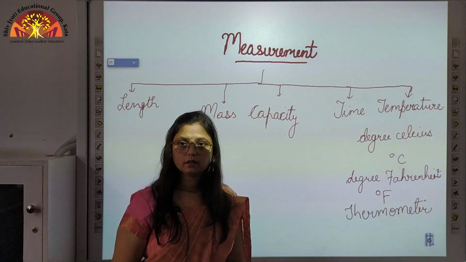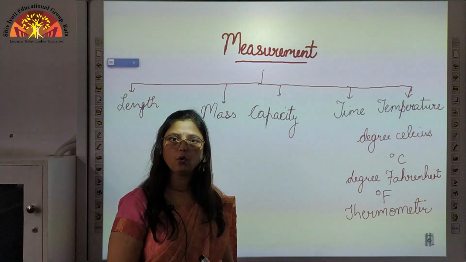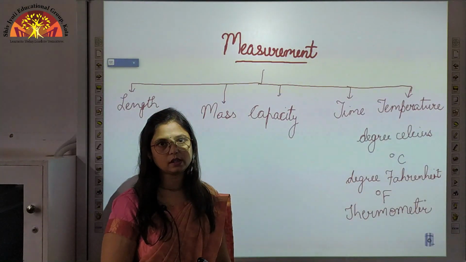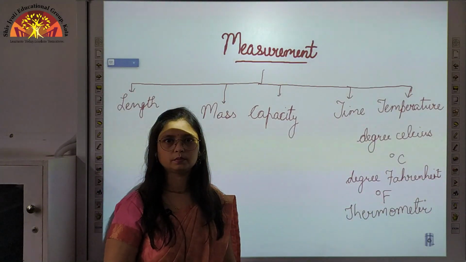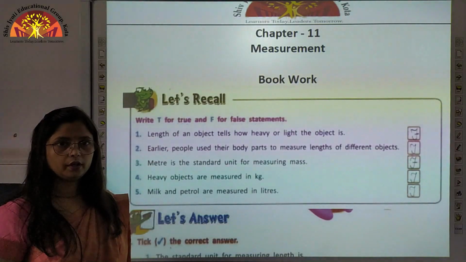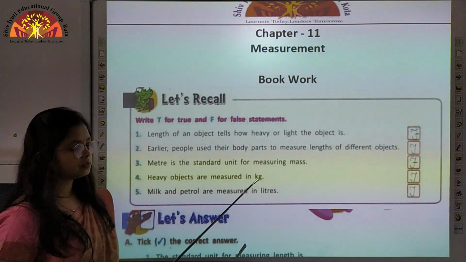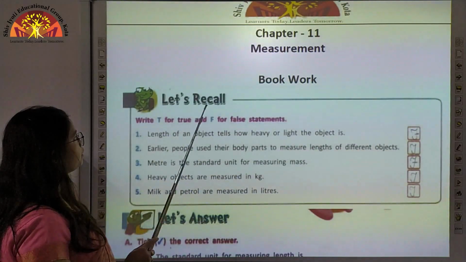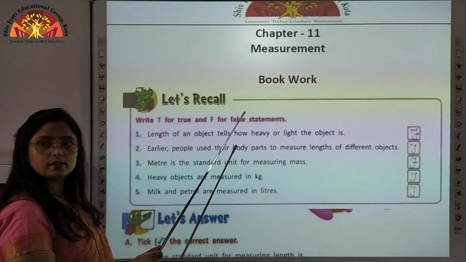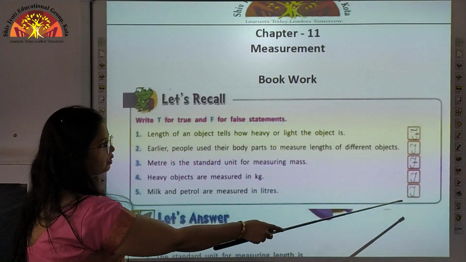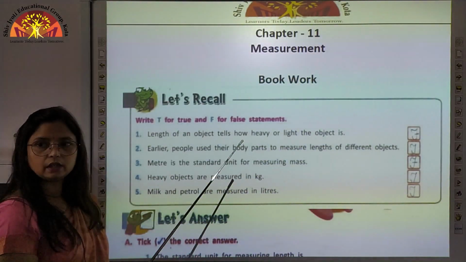So children, these were the 5 different quantities of measurement. I hope you all have understood these quantities. Now, let us move to your bookwork and copy work. So children, come to your book, page number 91. Let us start with the activity. Let us recall. Write T for true and F for false statements. Boxes are given over here and accordingly you have to write T or F after reading the statement.